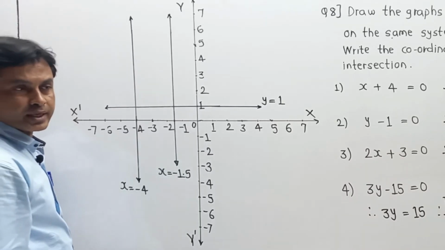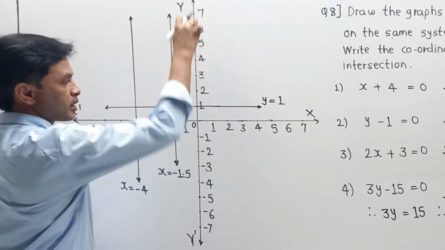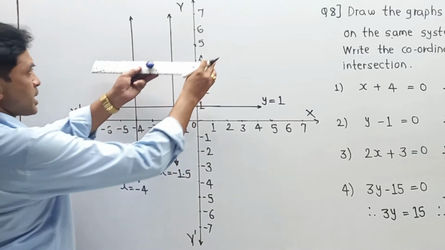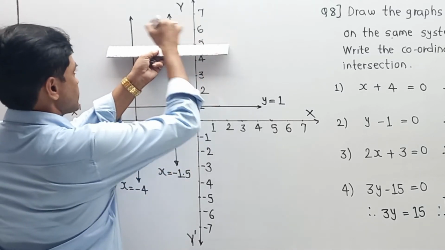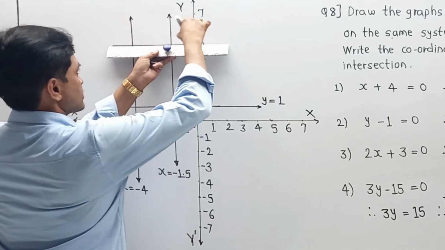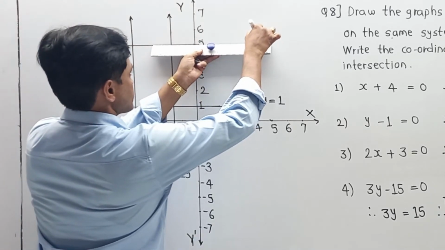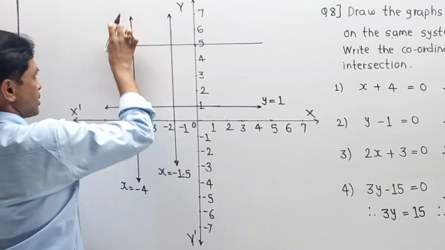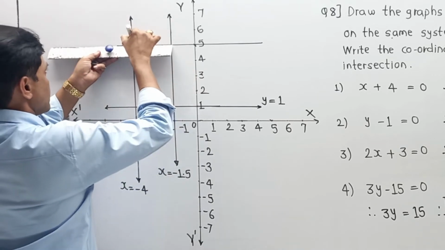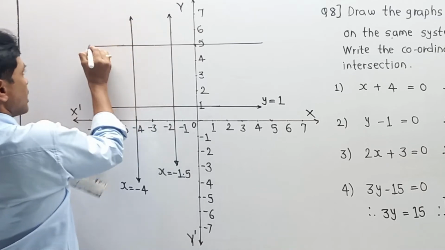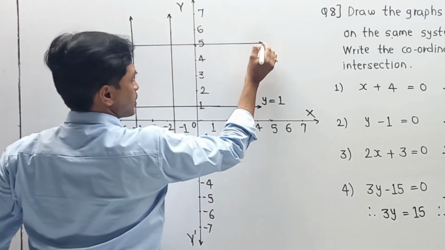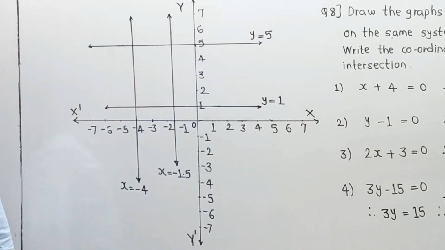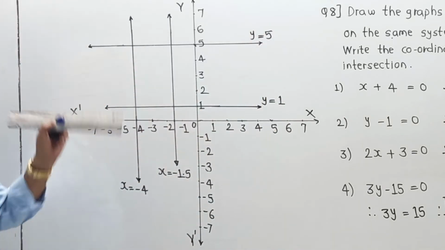So the value of y is also plus 5. On the y-axis, plus 1, plus 2, plus 3, plus 4, plus 5. So naturally this line is like this. And your fourth line, which is over here, is y equal to 5. These are nothing but the equations that we have converted into a line diagram.